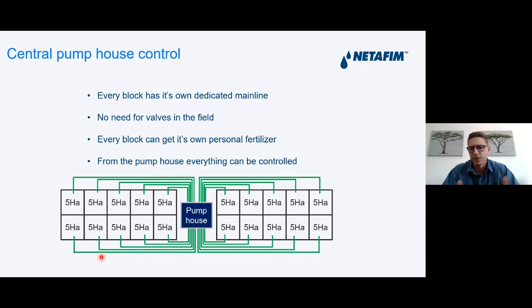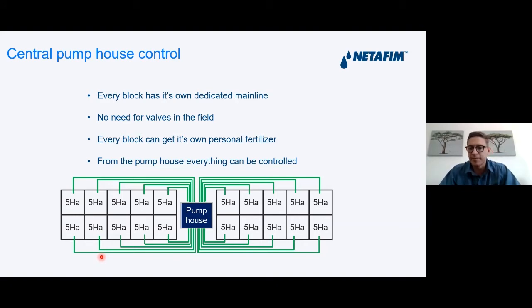The second big agronomical benefit is that every block can get its own personal fertilizer and water requirement for that matter. This comes in handy when we are dealing with different cultivars from the same pump house or even different age trees. We know that orchard development normally happens over a couple of years. We have different age trees, we have different variety trees, and all of them have their own personal fertilizer and irrigation program. And with the dedicated main lines, we can be much more accurate when applying the specific fertilizer and irrigation. And this is where the efficiency of the system comes in again. And everything can be controlled from the pump house.